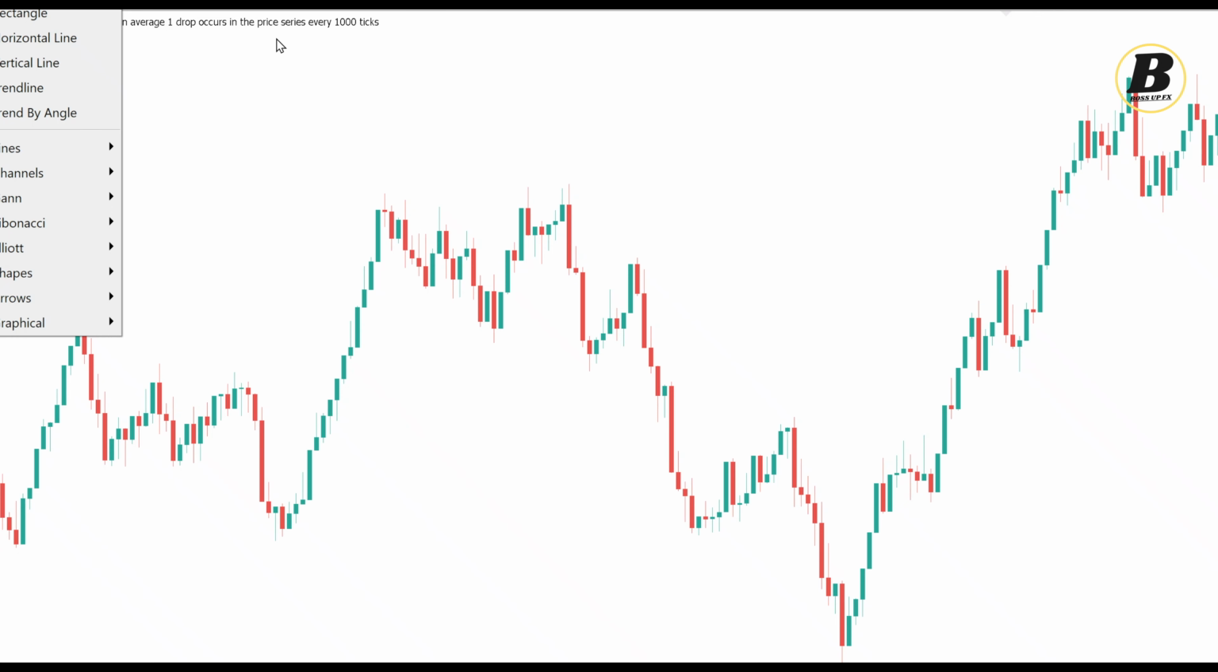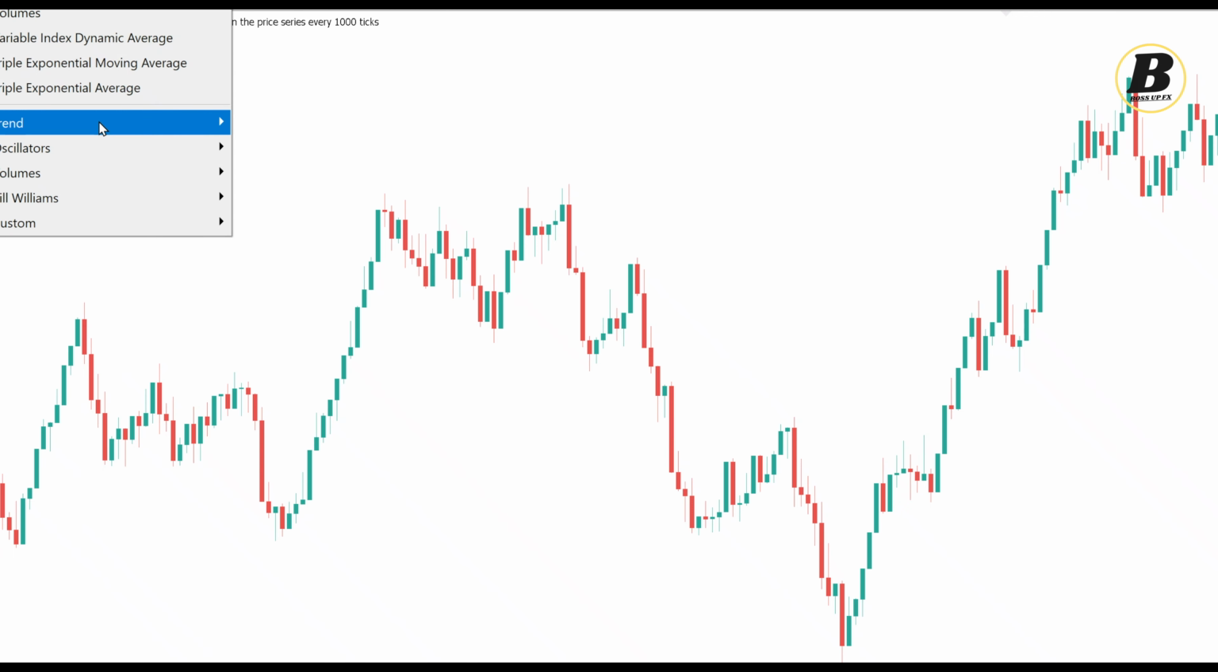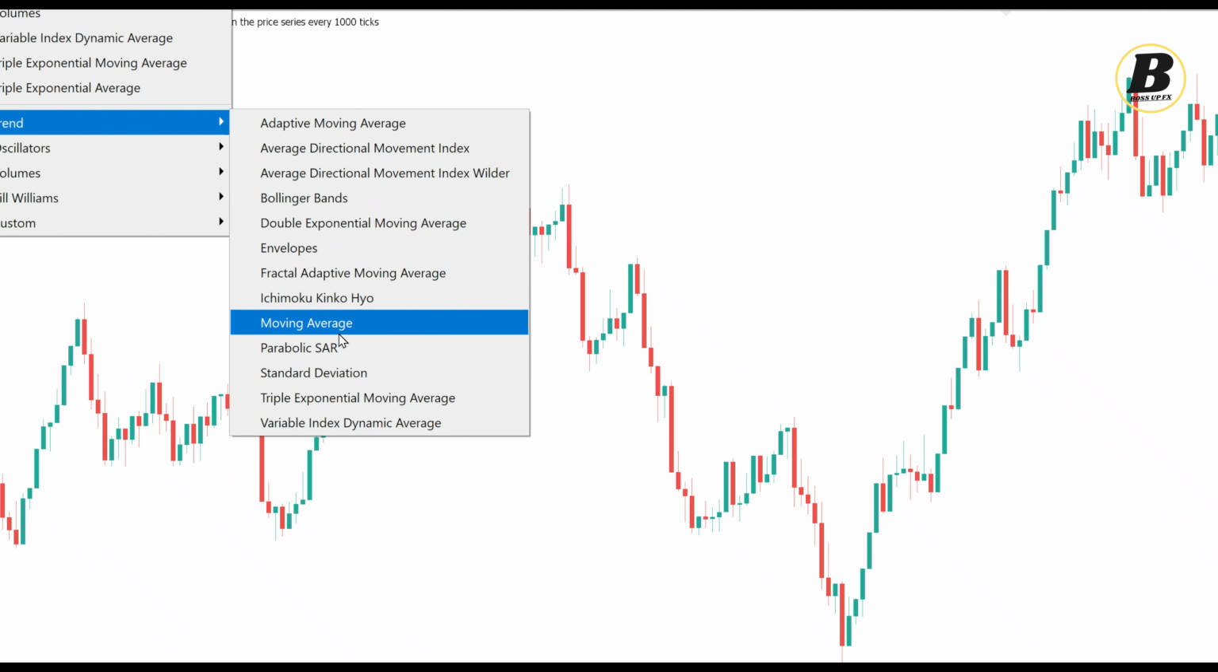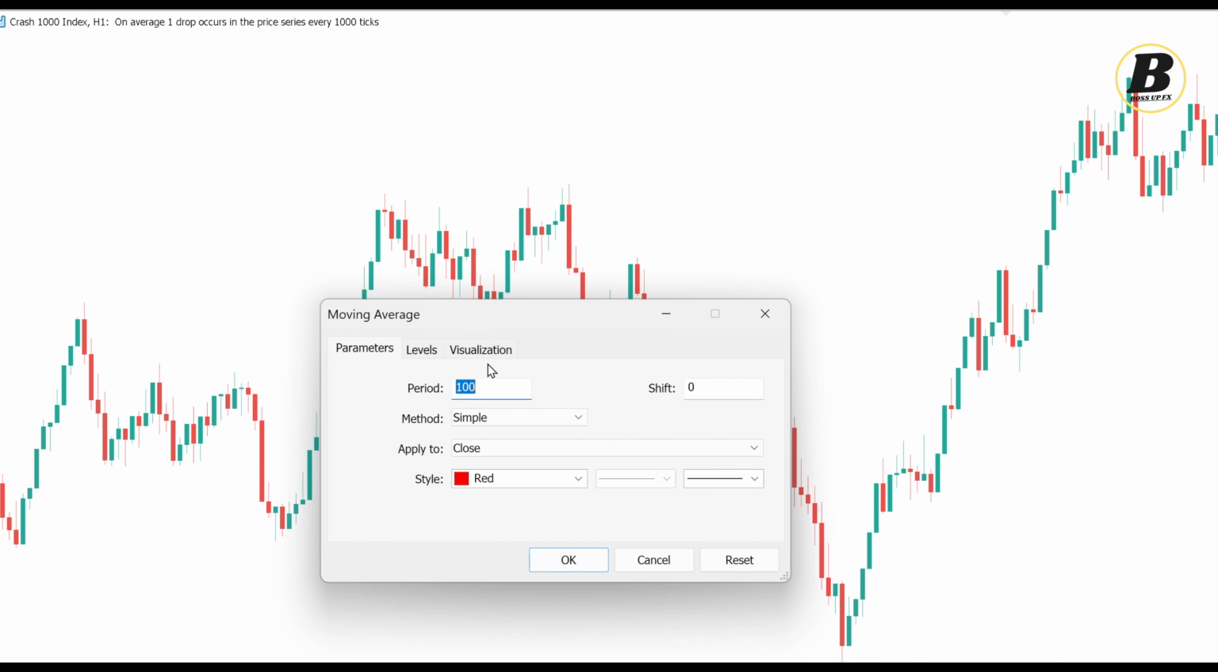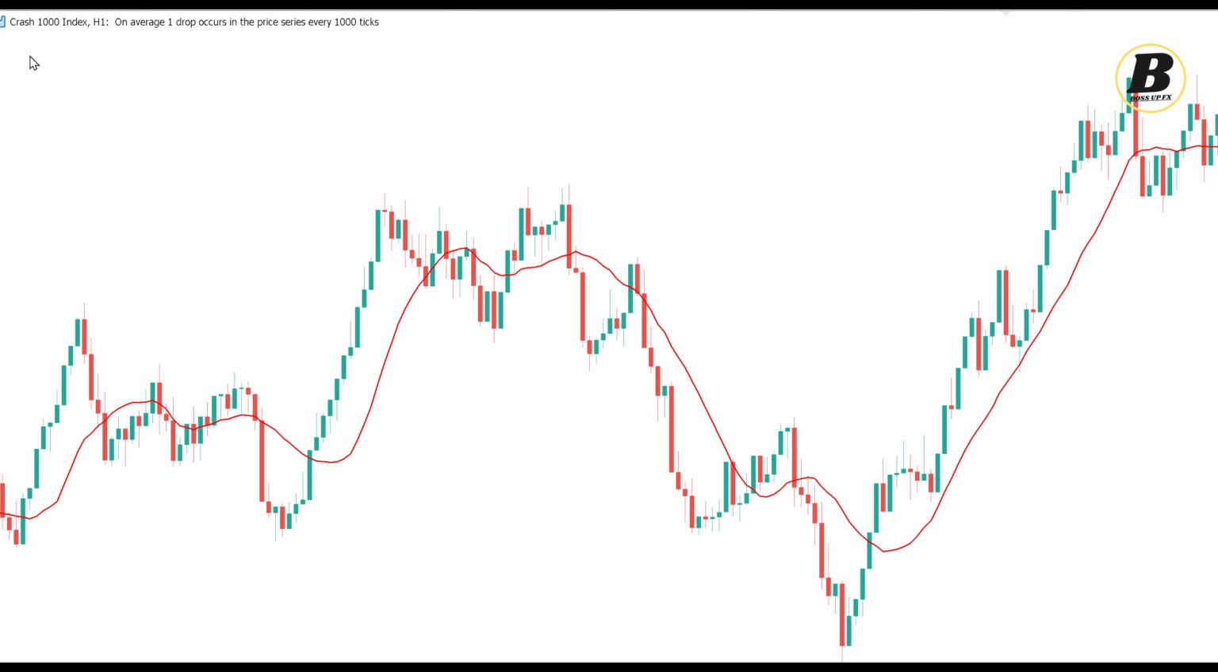First, let's add the first indicator, which is a moving average. We need to add two moving averages in this system. So the first moving average will be moving average 14. The method is simple. Apply to close. You don't have to add anything on the shift. Then on the style, you can put any color you want. So now that we have a white background chart, we can leave it as red. Let's make it a little bit bolder.